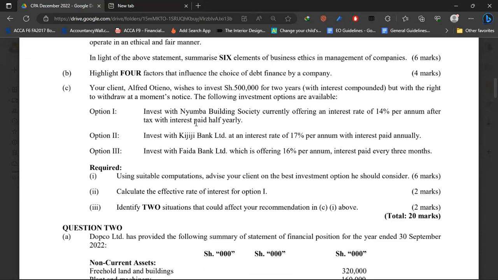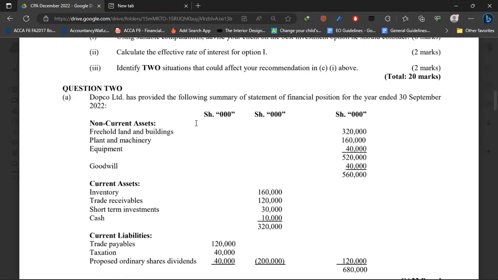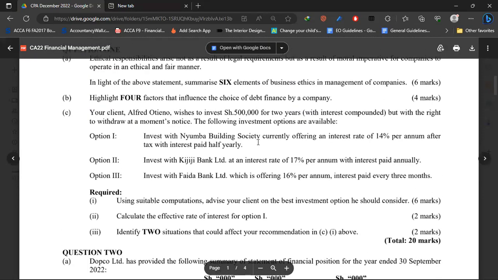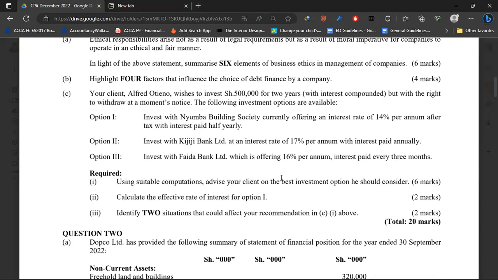Number 2, we have been told to calculate the effective rate of interest for option 1. Then number 3, we have been told to identify 2 solutions that could affect your recommendation in C1 above. Thank you so much. When you come across this kind of question, just deal with each option as provided.